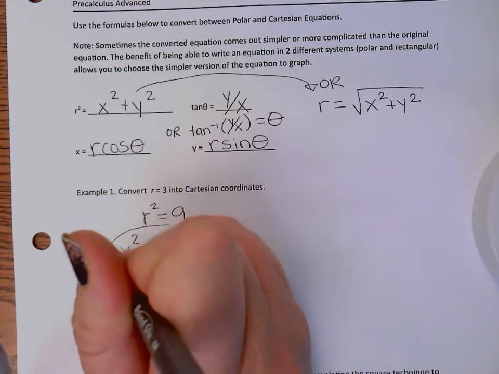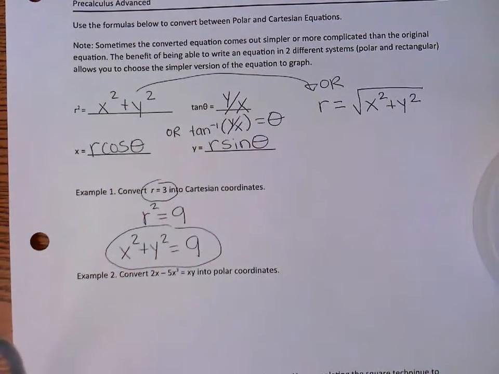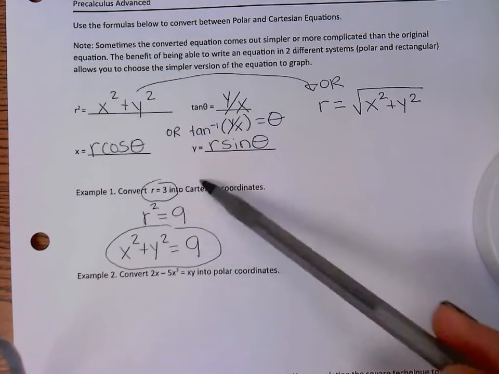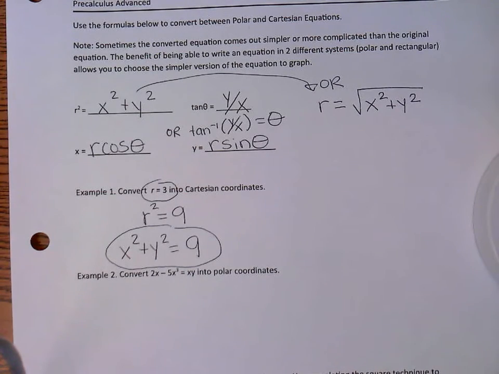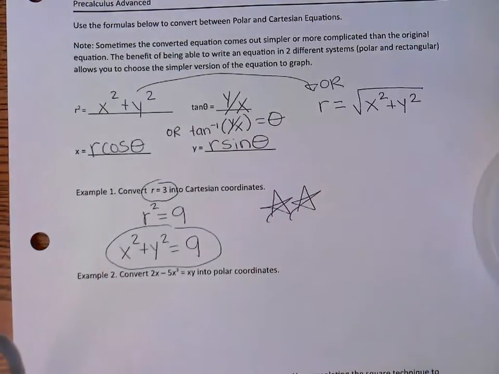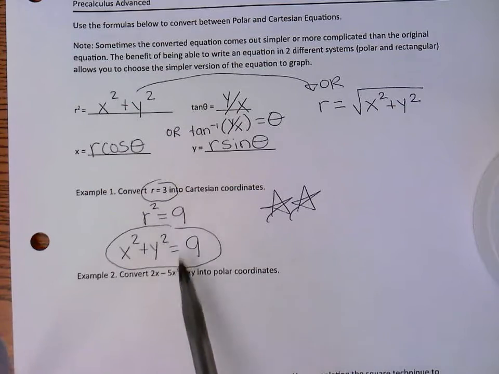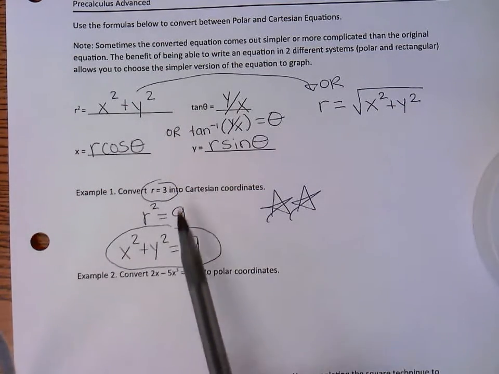So this has a circle with radius of 3. And this is also a circle with radius of 3. One's in polar and one's in rectangular. Both have a center at the origin. So to me, this is one of the most important conversions, being able to write a circle in polar and the same circle in rectangular, because we've done both of these now.